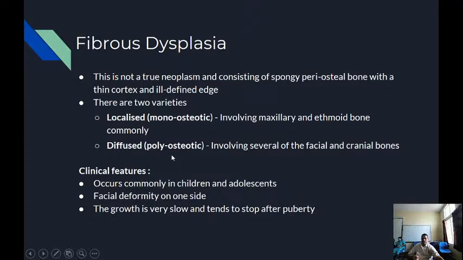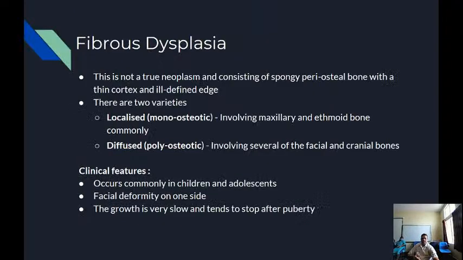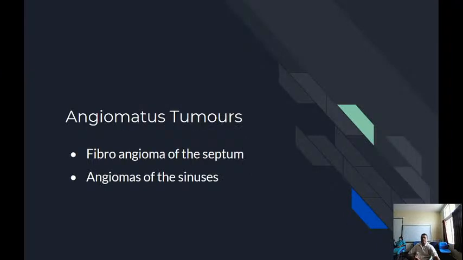The problem with this is, on one side, there's a deformity. There's a bulge there. Okay, there's a bulge, and most of these grow very slowly. And the reason for removal of these fibrous dysplasias is more cosmetic. Okay, so only for cosmetic purpose the excessive growth is removed. So these are the fibrous dysplasias, and then we go to the angiomatous, that is the vascular related tumors.